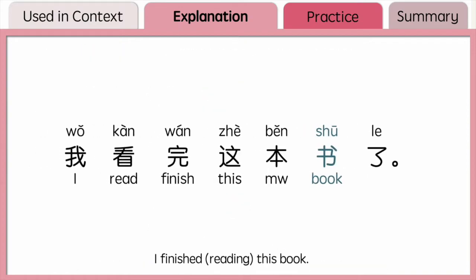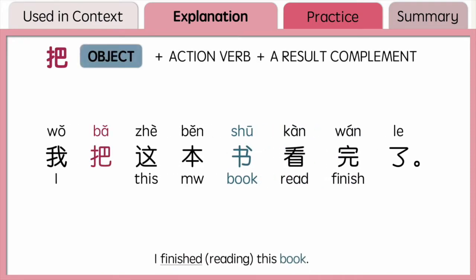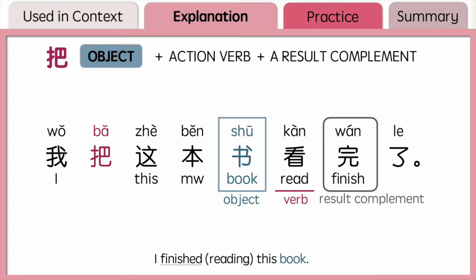我看完这本书了 I finished reading this book. Since this sentence already has the result complement 完, you don't need to add anything extra at the end when you convert it into a 把 structure. You can simply move the object to the front, following 把, and the action verb and the result on the object comes at the end. 我把这本书看完了 I finished reading this book.